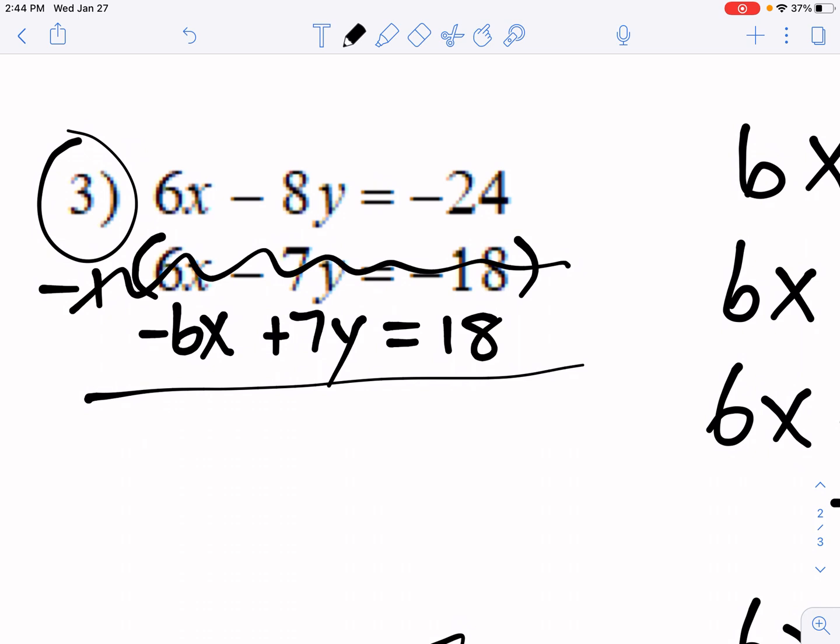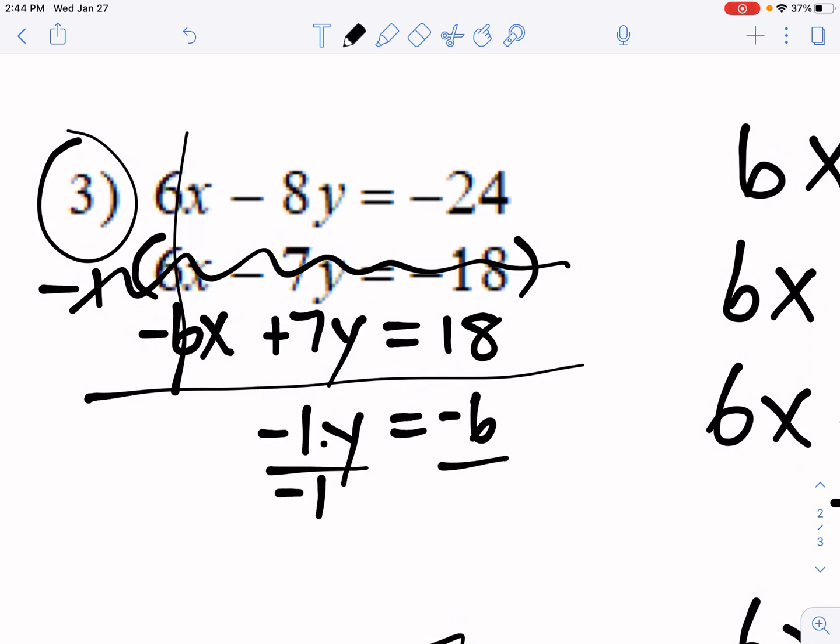Adding 6x and -6x, those cancel out. -8y and positive 7y, different signs, so we subtract, and we're going to get 1y. 8's bigger and it's negative, so we get -1y, or you could just say -y, either way. And then adding -24 and 18, again, different signs, we subtract, so we're going to get 6. 24 is bigger and it's negative, so we get -6. Now we have to get rid of the coefficient of y, which is a -1, so we divide both sides by -1. We get y is equal to negative and negative make positive, 6 over 1 gives us 6. So we find that the y value is 6.